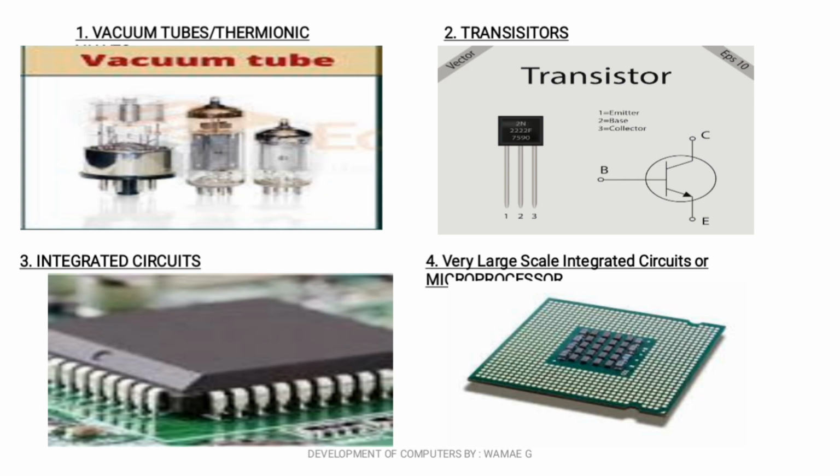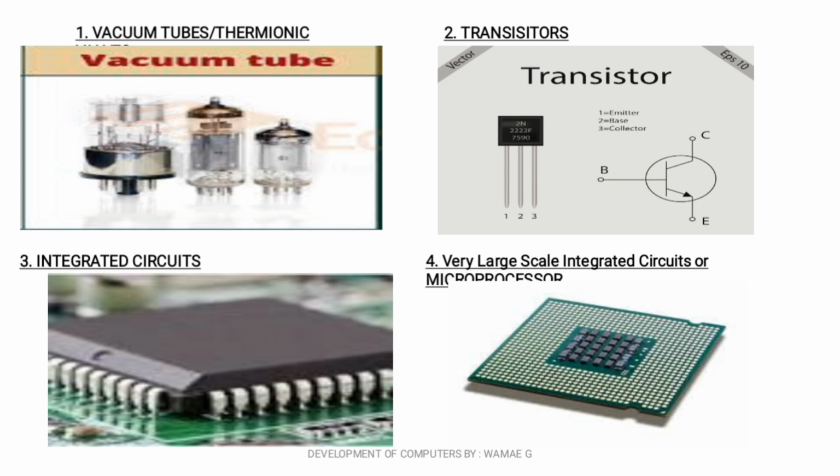The first pin is for emission. That's why I'm calling it an emitter. The second one is a base, and the third one is a collector. Then you have the integrated circuits. Integrated circuits is a number of very many transistors put together to create an integrated circuit. The fourth one, very large scale integrated circuits, or microprocessor.